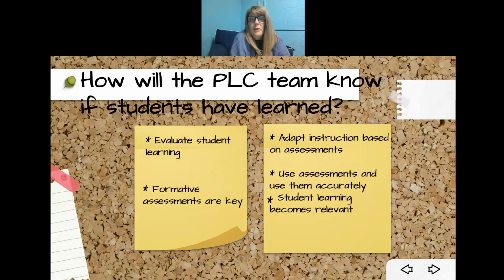Question 2, how will the PLC team know if students have learned? Well, the first thing that needs to be done is evaluating student learning. We can do this through formative assessments, and once these formative assessments have been given, we have to adapt our instruction based on the assessments. And it's super important to use assessments regularly and accurately. When we do this, student learning becomes relevant.